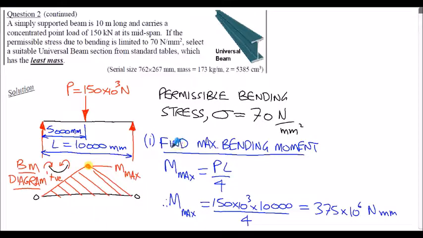So the first thing we're going to do is to find the maximum bending moment. We know from our previous tables the maximum bending moment for a simply supported beam occurs in the middle, and it's PL divided by 4. In this case, that's 150,000 newtons multiplied by 10,000 millimeters divided by 4. So 375 times 10 to the 6 Newton millimeters. That's the maximum bending moment at the midspan of the beam.